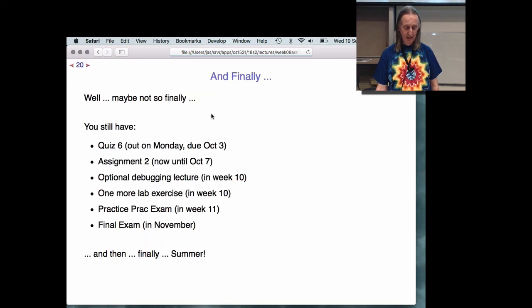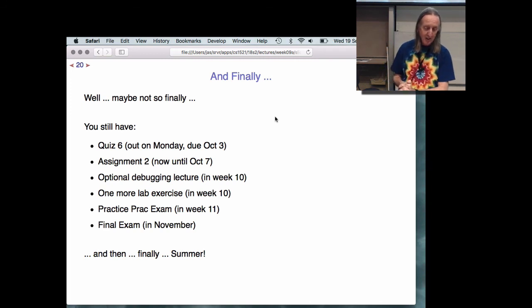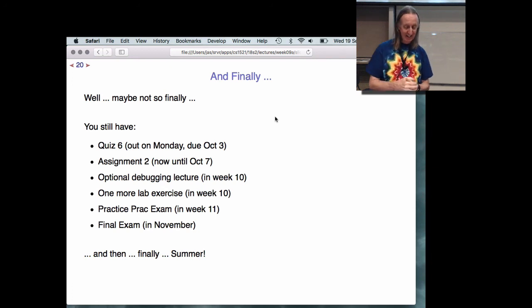It's depressing. Alright, so that's pretty much it, except just to remind you of all the things you've still got to do. There's another quiz coming out, assignment 2, you'll be slaving away on that over the break, I'm sure. The break, what break? I don't get a break, neither do you. Debugging lecture in week 10, another lab exercise in week 10, practice prac exam week 11, then the final exam, and then finally you are done with this course and you can go and have fun over the summer, and that is it.